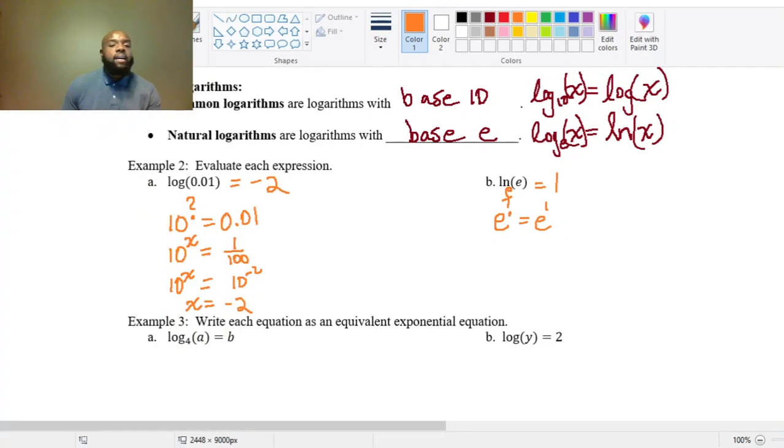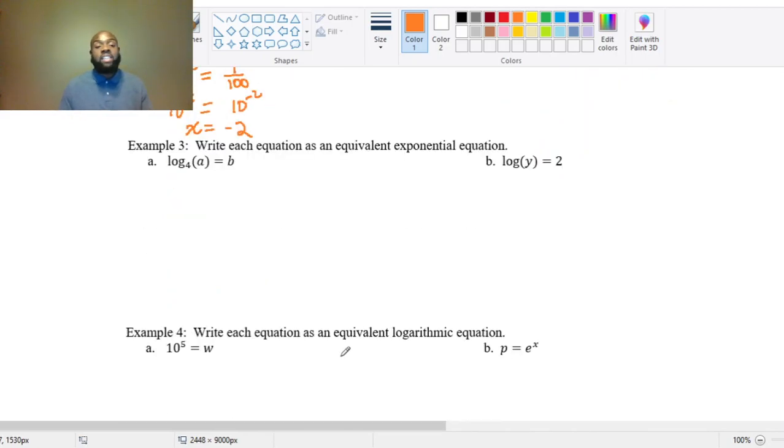One of the things as we continue to work throughout the semester, you want to be able to convert between a logarithmic expression and an exponential expression and vice versa. So in this example here, we just want to get used to converting or rewriting these things. It's very similar to what we've just been doing. But here I have the log at base 4 of a equals b. I want to write this as an exponential equation, right?